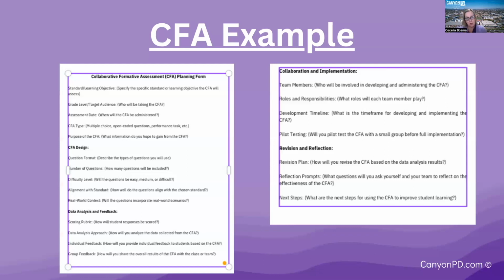So I hope this helps, and I will see you in part 2 when we really start looking at some of those assessments that we can use to really drive our collaborative team planning.